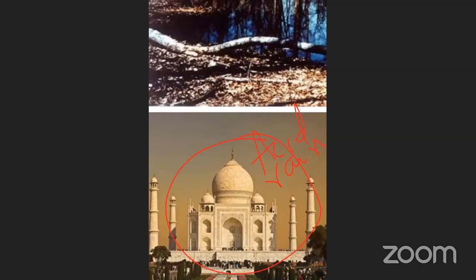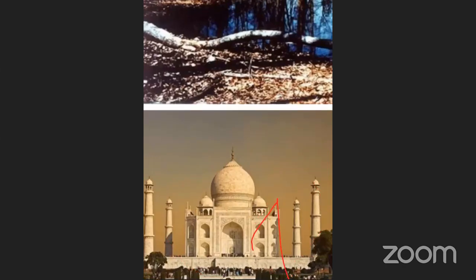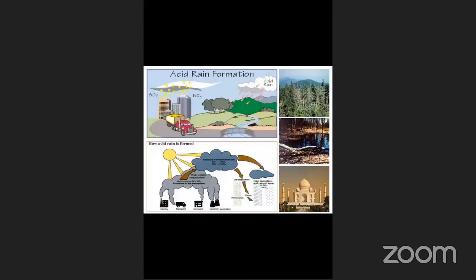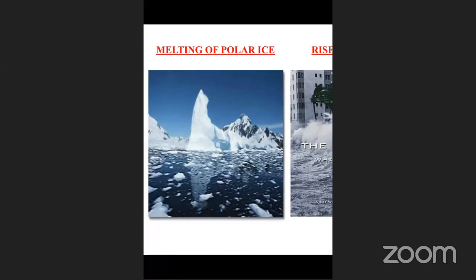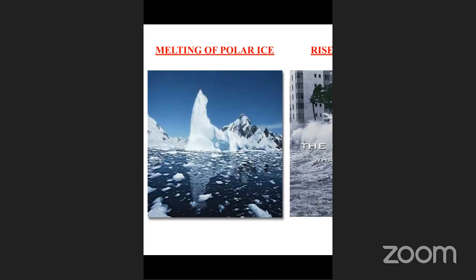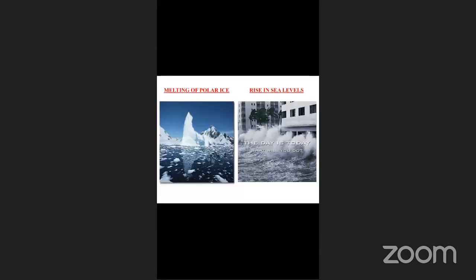Clear, children? Yes, ma'am. See here. What does this picture say? Tell me. Very nice picture it is. Melting of polar ice. What is the reason for melting of polar ice? Temperature is increasing. What is that called? Global warming. Yes. If it melts, what will happen?